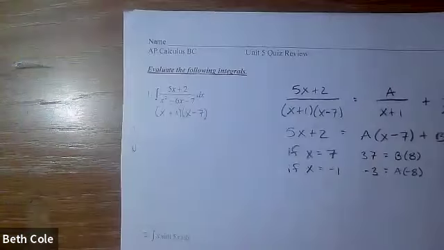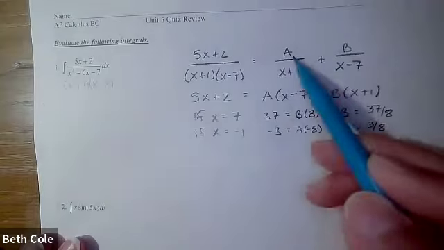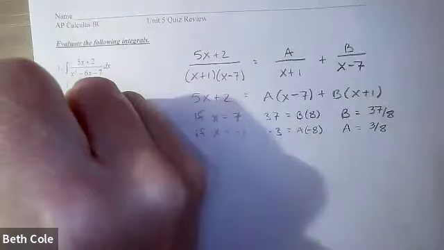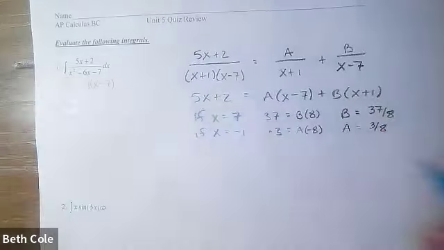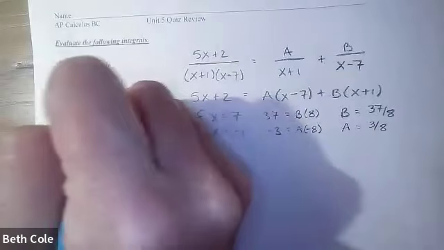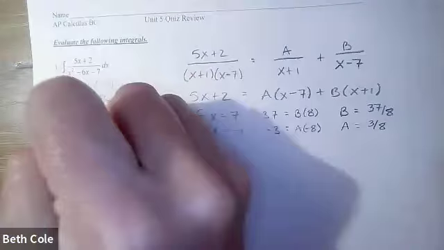It's a little bit washed out. You're going to put back in this part. So it's going to be a, which is our 3/8, over x plus 1, and then plus b, which came out to 37/8 over x minus 7.